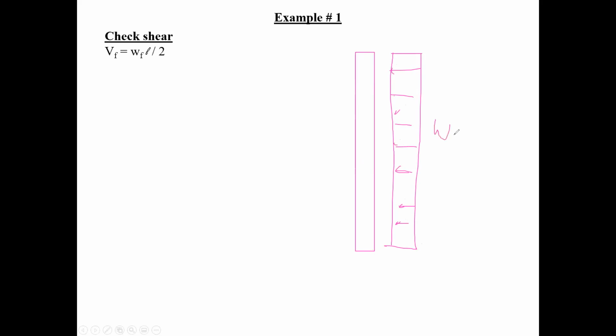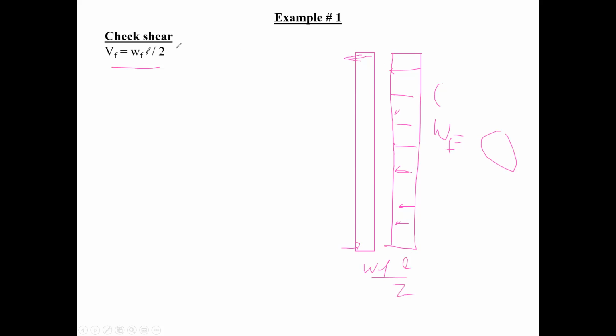Now, which WF do I use? Of course, I use the higher of the two. I use the WF from load combination number 4, because that's the one that gives me the highest one. And how do I calculate the shear force here? Well, it's simply equal to WF L over 2, just like a beam.